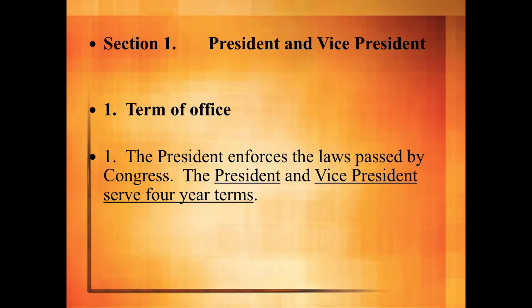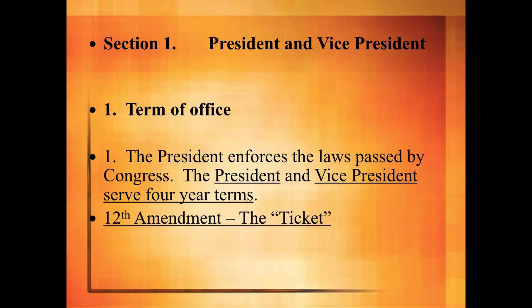So there's some basics. One, there's a term of office, right, and two positions that need to get filled. So the President enforces the laws passed by Congress, and the President and the VP serve for 4-year terms, right? So this is set up in the Constitution.